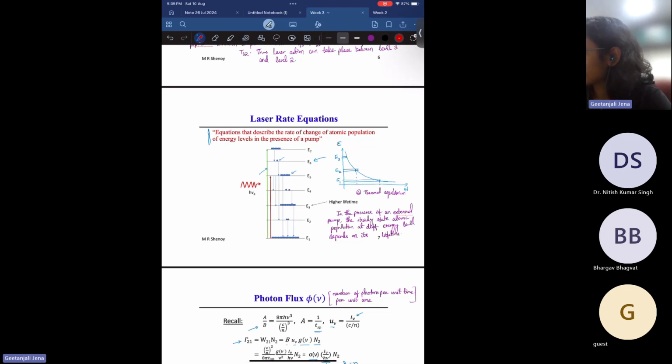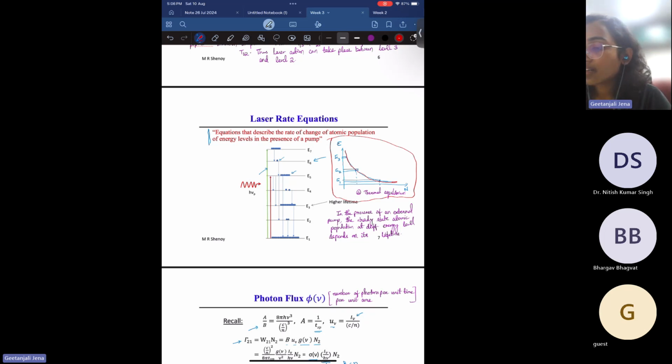A rate equation basically tells us how the atomic population varies with respect to time when we have a pump in the system. Previously we have seen that under a thermal equilibrium condition, the population distribution is like this. We see an exponential decay of the population as we move towards the higher energy levels. It means that the ground state is mostly populated, and as we move up, the population gradually decreases exponentially.